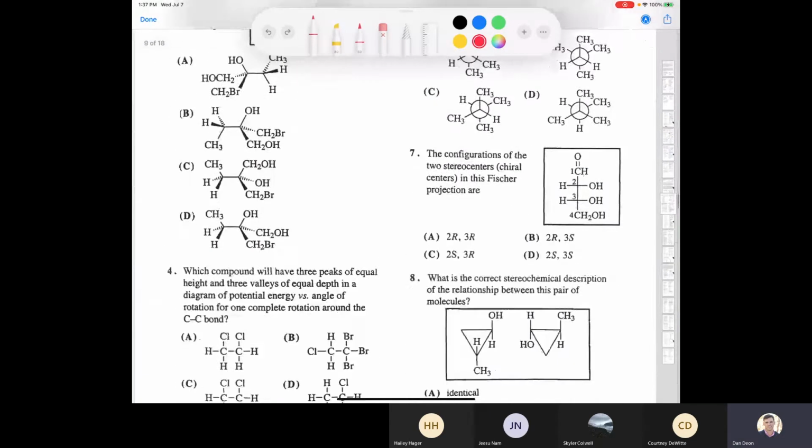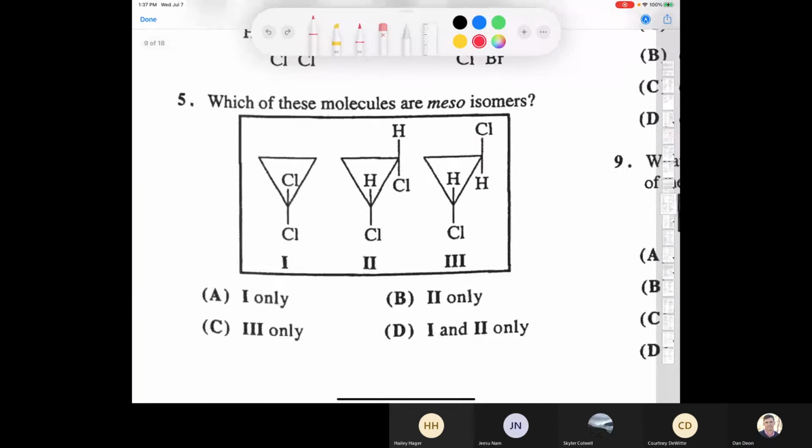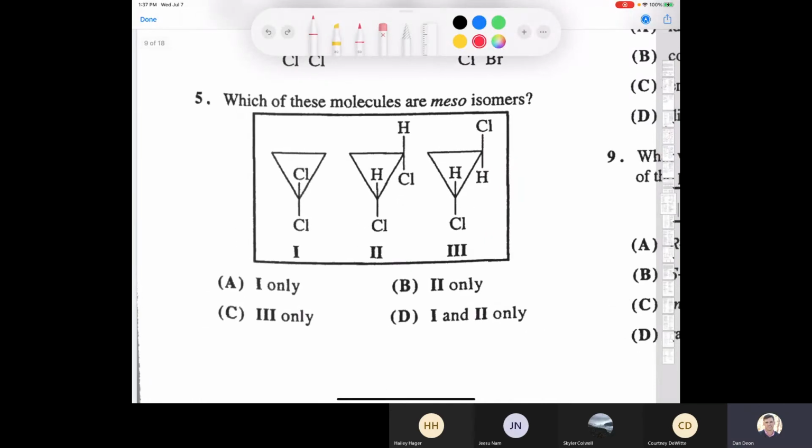Stereoisomerism, I wanted to look at question number 5. It says, which of these molecules are meso isomers? I'll give you a second to look at it. Could anybody tell me which one of these is meso? Yeah, I think the answer is B as well. I think it's only going to be the second one.